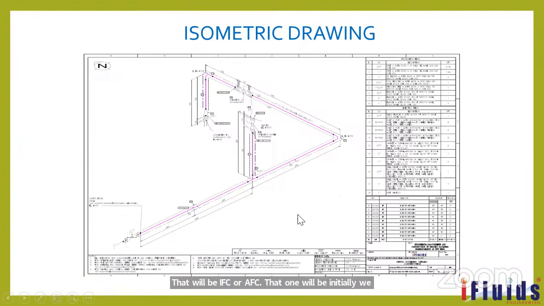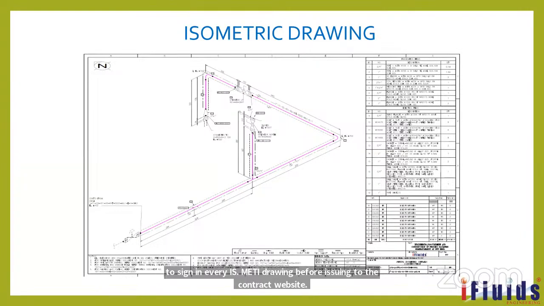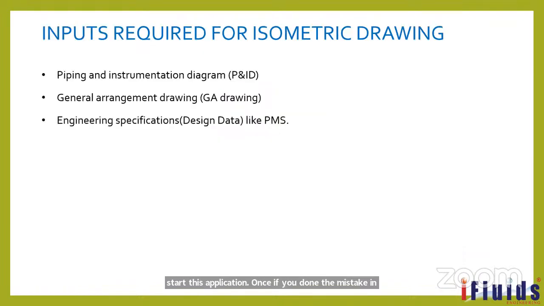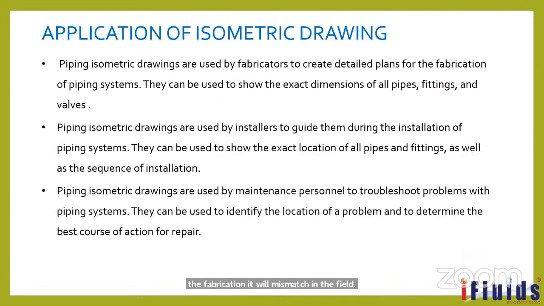We have to put our company stamp here. We have to sign every isometric drawing before issuing to the contractor side. Once it goes to the contractor, he will blindly start the fabrication. If we make a mistake in the fabrication, it will mismatch in the field. Then finally it will cost us time as well as cost.